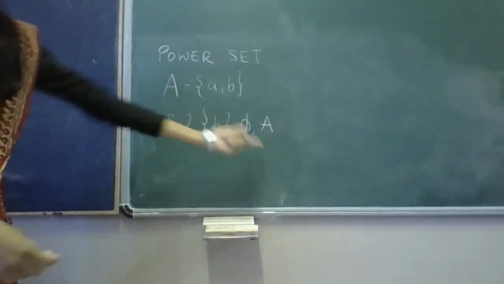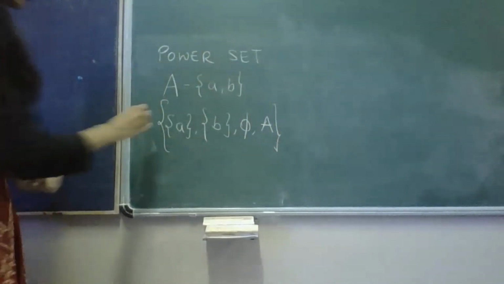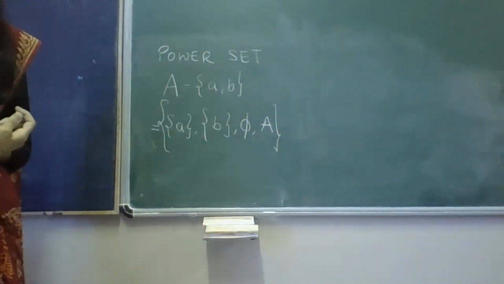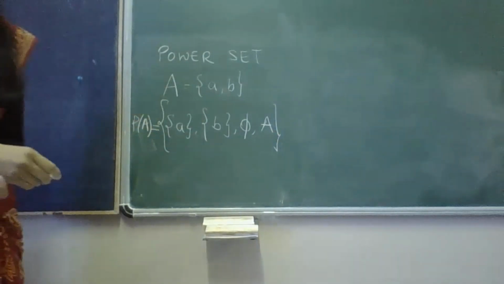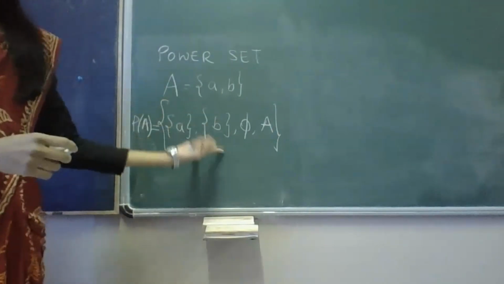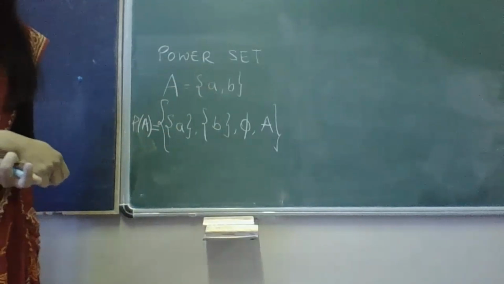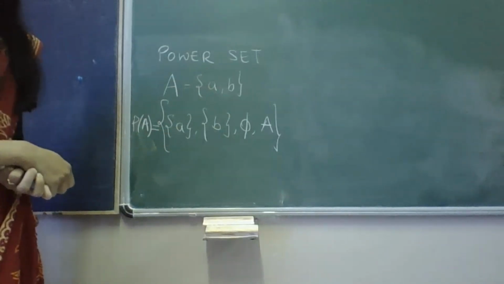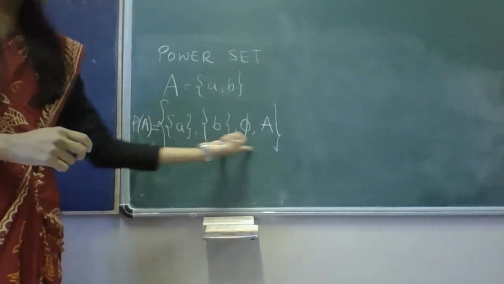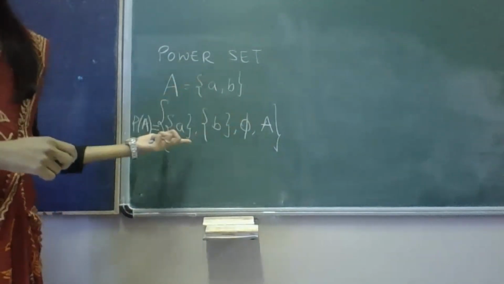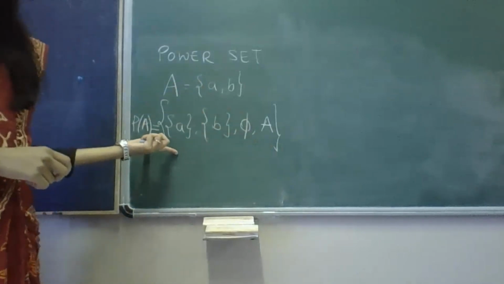If I put all these under a set, this is called a power set and it is represented by P of A. Meaning, a power set is a set of all subsets of a set. So power set is nothing but a collection of all the subsets of a set, isn't it? It is a collection of all subsets of a set A. So this is what power set means.